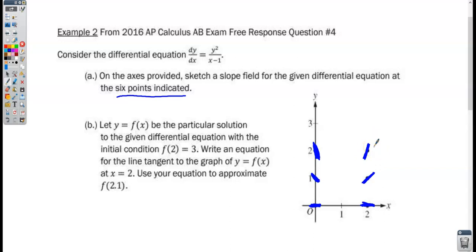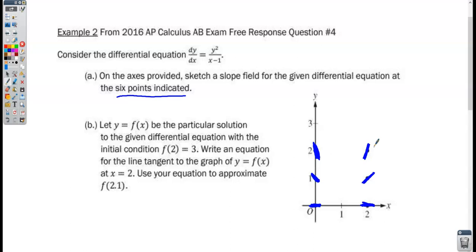All right. Part B, let y equals f of x be the particular solution to the given differential equation with the initial condition f of 2 equals 3. Write an equation for the line tangent to the graph of y equals f of x at x equals 2. Use your equation to approximate f of 2.1.